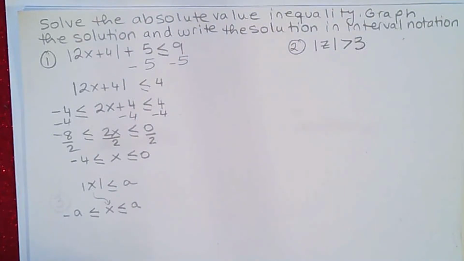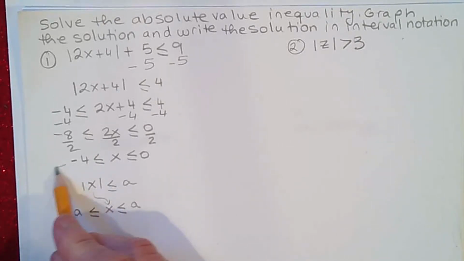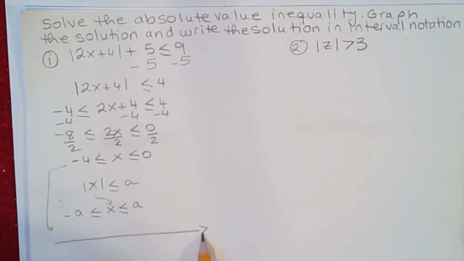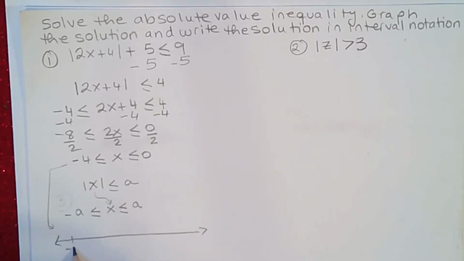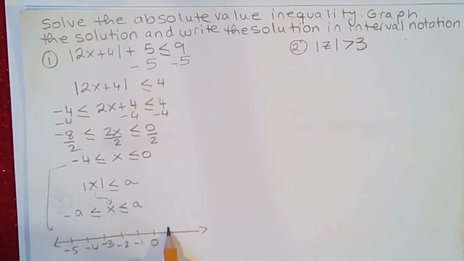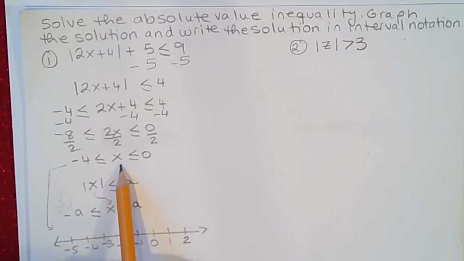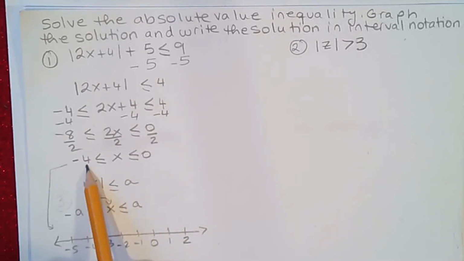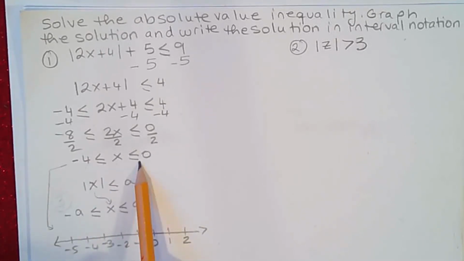So we just solved the absolute value inequality. Now let's go ahead and graph this. So let me go ahead and graph it here. So the solution is between negative 4 and 0. x is greater than or equal to negative 4 and x less than or equal to 0.